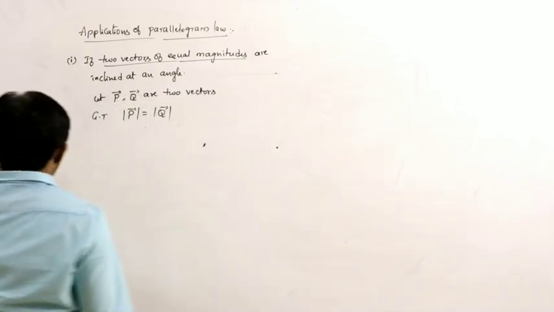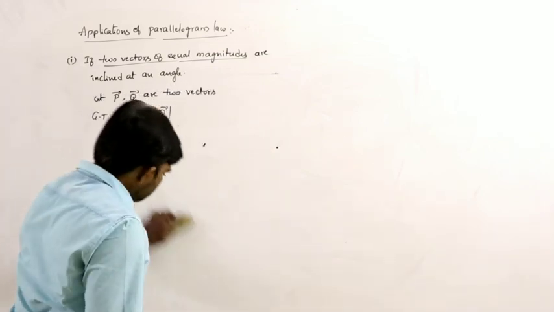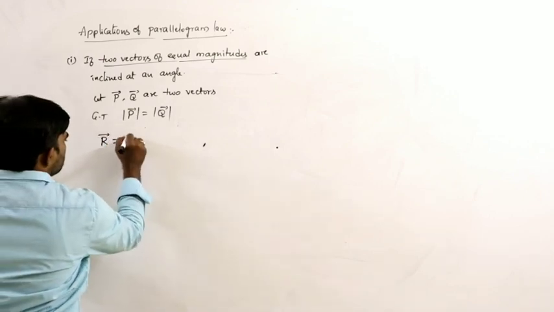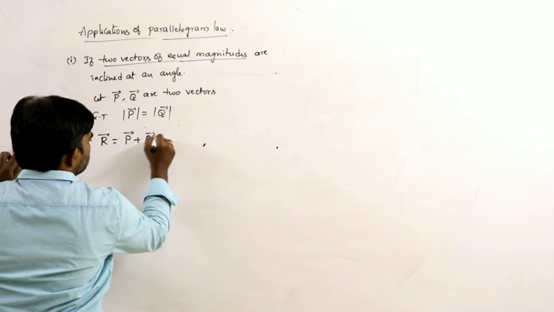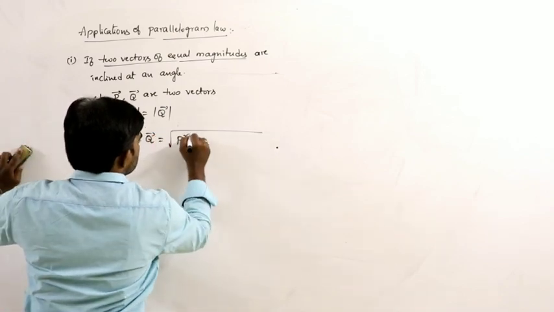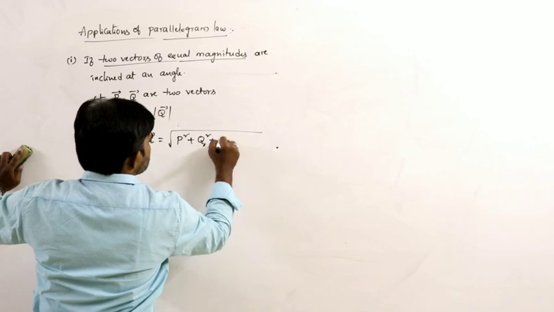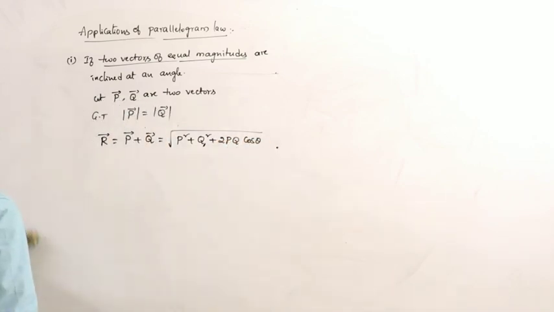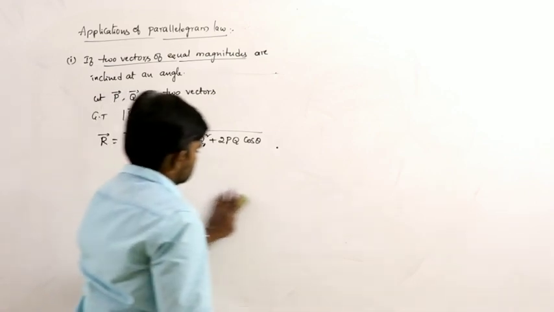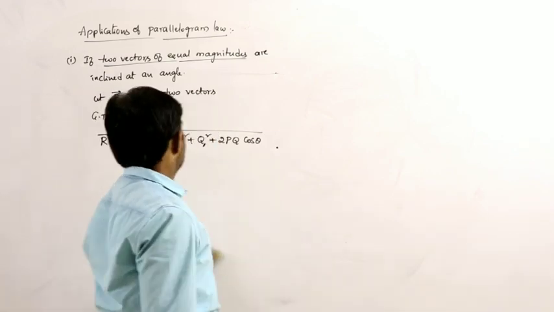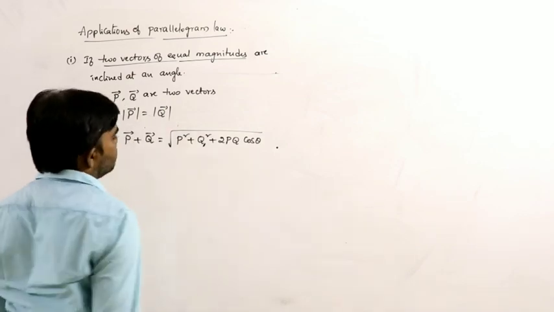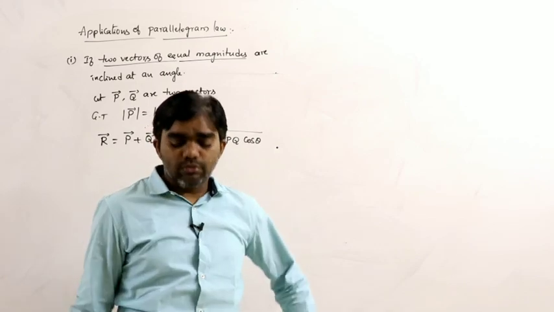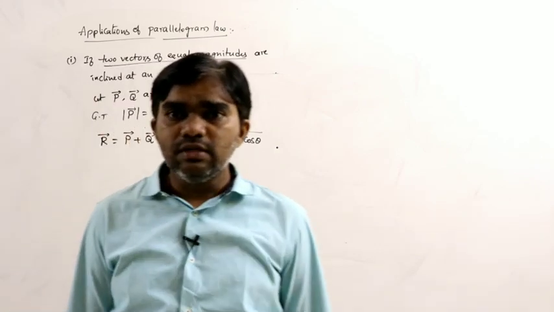So according to the definition of the parallelogram law of vector addition, what is the magnitude of the resultant? R bar is equal to, let us say, p bar plus q bar, that is equal to under root p square plus q square plus 2pq cos theta. So this is the definition. From this, if you substitute, the two vectors must have the same magnitude.